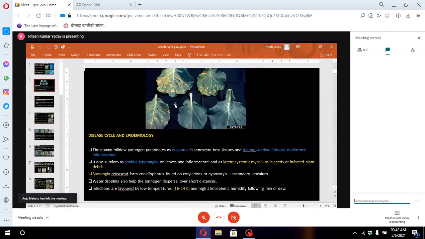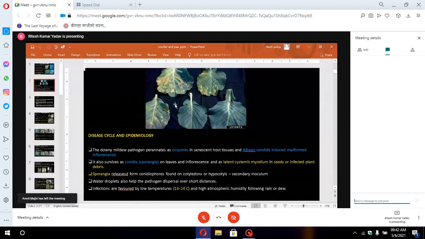It also requires high relative humidity, more than 85%, and winter rains aggravate the scenario, or they favor the disease development. So in case of downy mildew, Peronospora, they are members of family Peronosporiaceae. They are members of oomycetes. So they produce a sexual spore that is known as oospores.